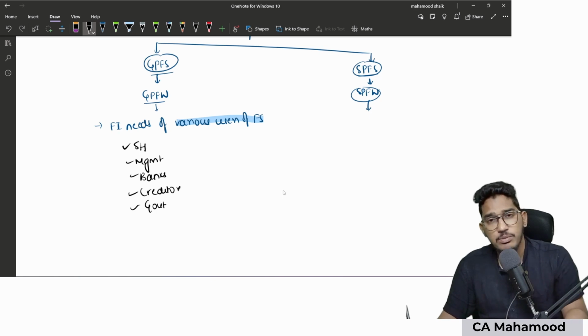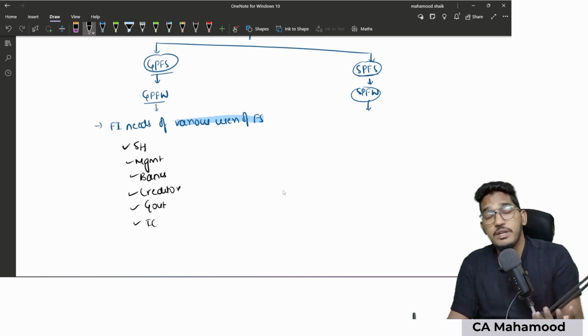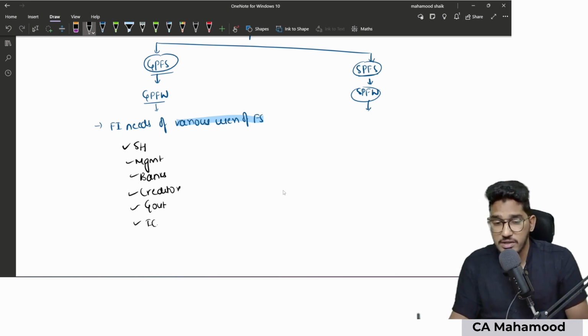And how will the government come to know about it? By going through the financial statements. And not just that, financial statements will even be used by some entities like insurance companies, etc., for settlement of insurance claims, trade disputes, etc.